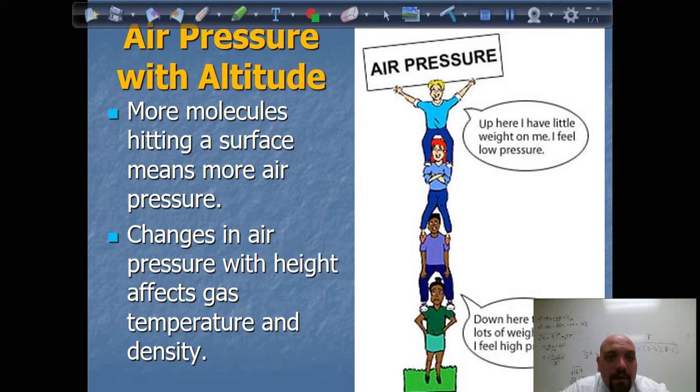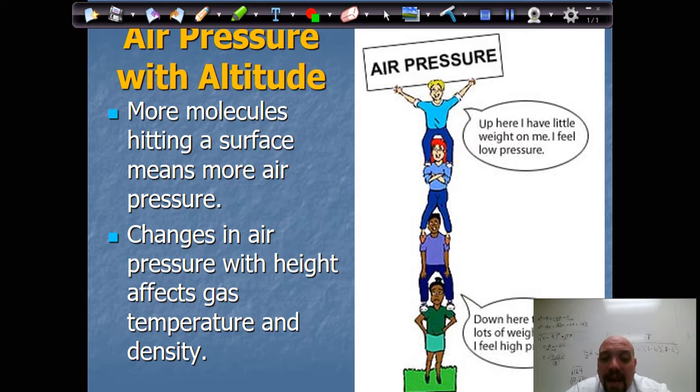All right, so we'll also talk a little bit about how air pressure changes with altitude. When we talk about air pressure, we talk about how many molecules are hitting a surface. If we have more molecules hitting a surface, then we have higher pressure. It's a pretty simple concept.